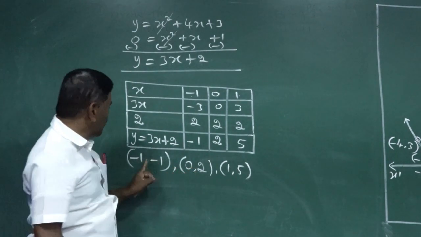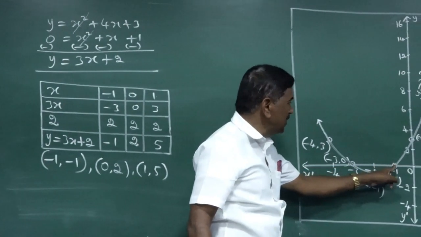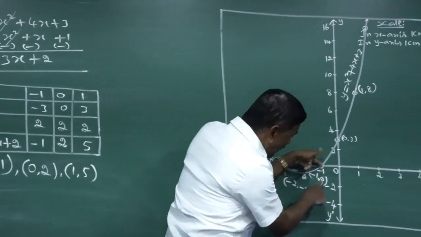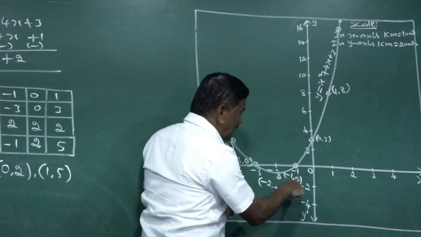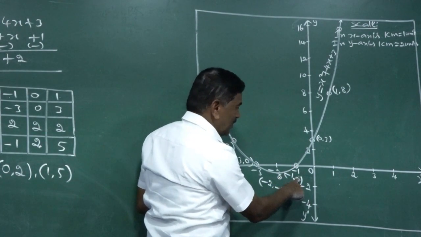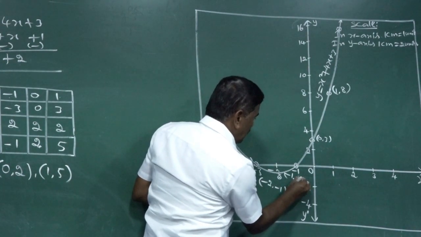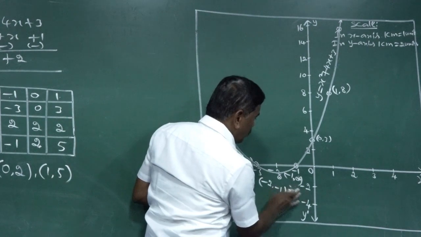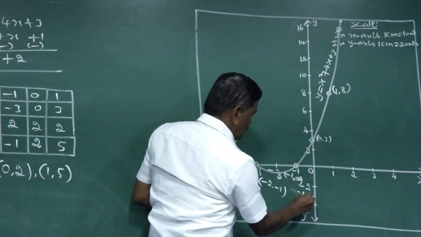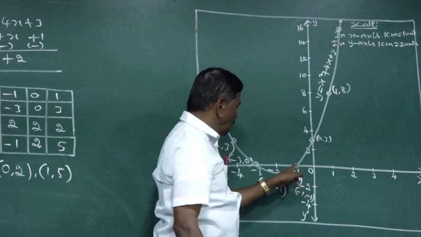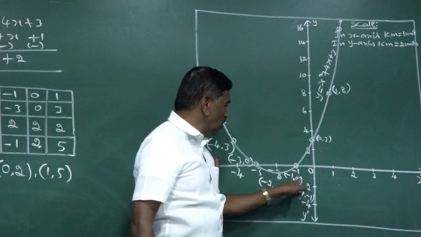Okay. Now first, minus 1 comma minus 1. Minus 1 in x-axis and minus 1 in y-axis. Suppose approximately this point. This point is minus 1 comma minus 1.